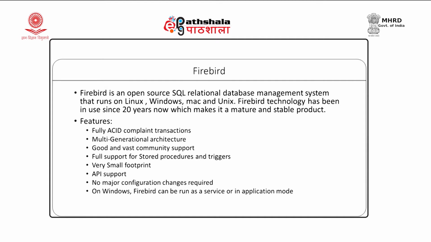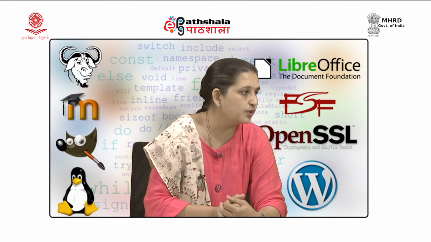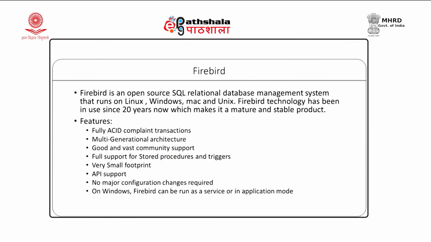What are the different features which Firebird has? Features of Firebird: it has fully ACID compliant transactions, it has a multi-generation architecture, it has good and vast community support, it has full support for stored procedures and triggers, and we say here it has a very small footprint. Why very small footprint? It does not occupy a lot of space on your system, or bulk your processor. It has great API support, no major configuration changes are required, and on Windows Firebird can be run as a service or in the application mode.